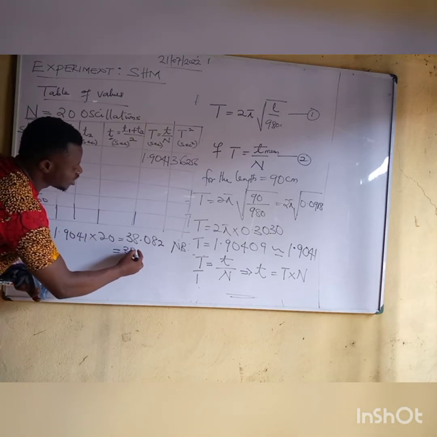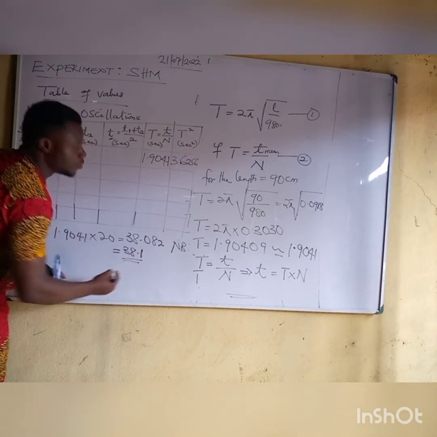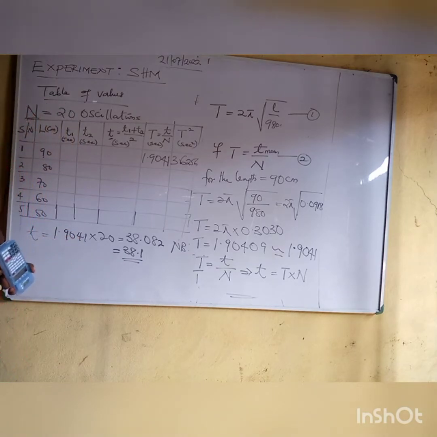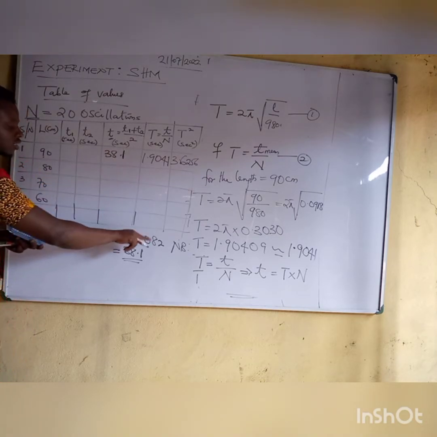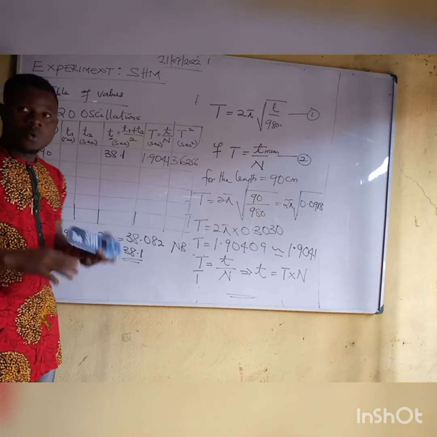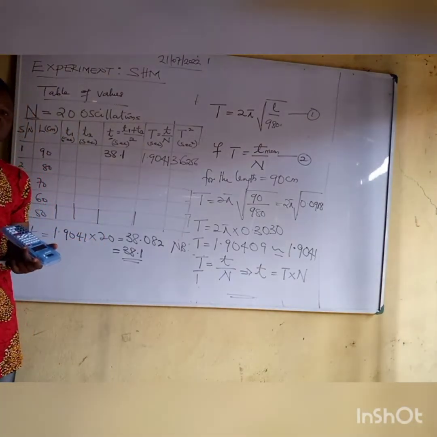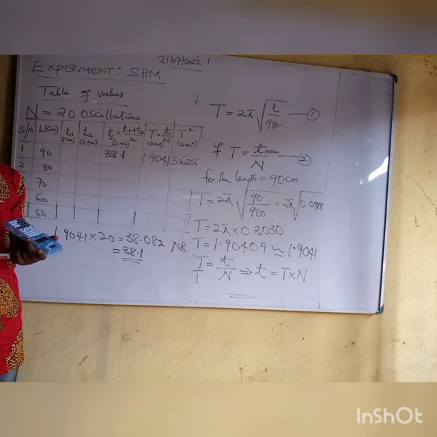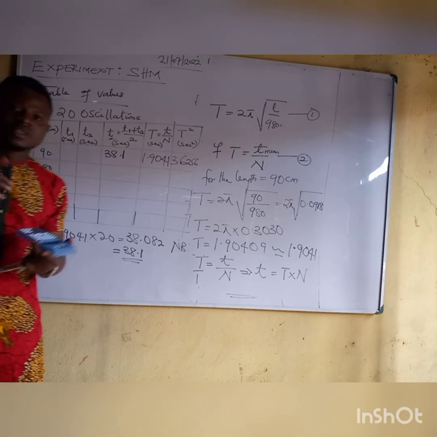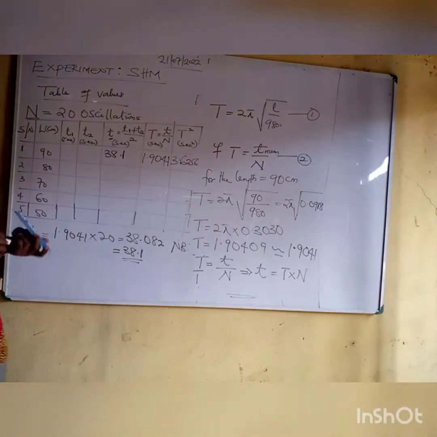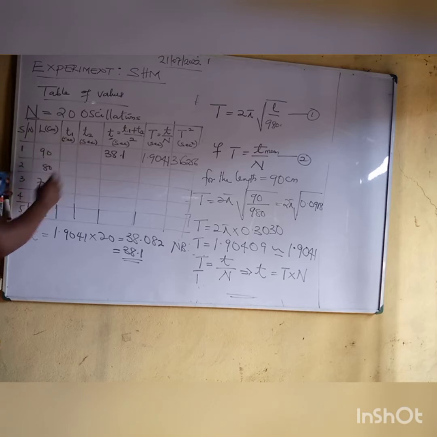This is 38.1 seconds. Because the standard value of the stopwatch is 0.1 seconds, in this case, what can we do? I will come here and say this is 38.1 seconds. I am not going to take it any further. Why? Because we are taking it to 1 decimal place, because the stopwatch is in 0.1 seconds. Now how can I get T1 and T2?